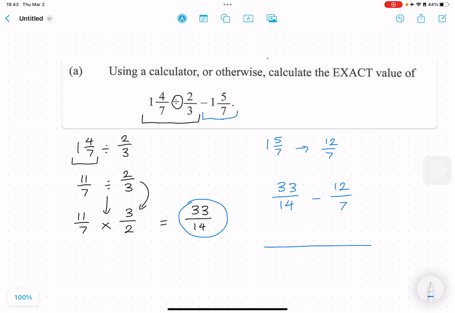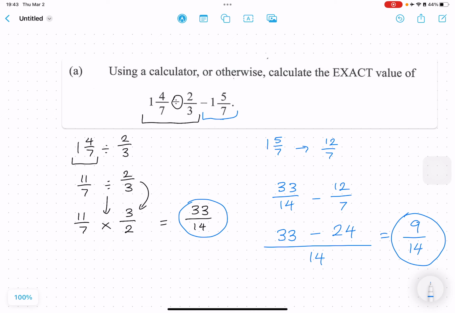And the LCM is already stated in there for us. It's 14, right? 7 could go into 14. So this is 14 here. So 14 goes into 14 once. So we have 33. And then 7 could go into 14 2 times multiplied by 12. And that is 24. And now our final answer sits at, that happens to be 9 over 14. And that is your exact value.